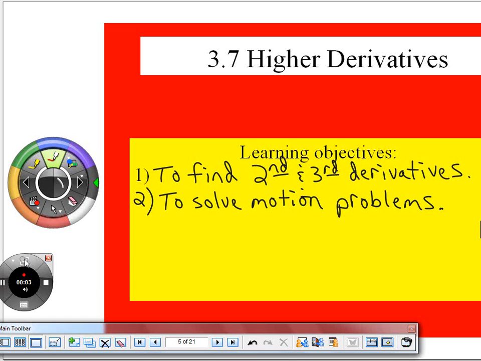Okay, so I want to show you a few things about higher derivatives, 3.7. A lot of this we've already learned as far as what the first derivative and second derivative mean, but we'll review that a little bit. So let's go ahead and go to the first example.